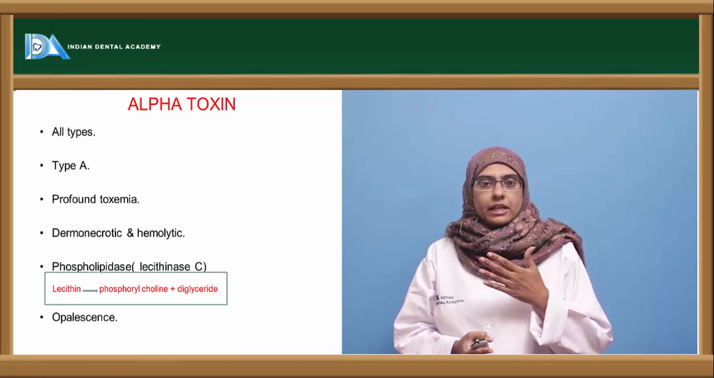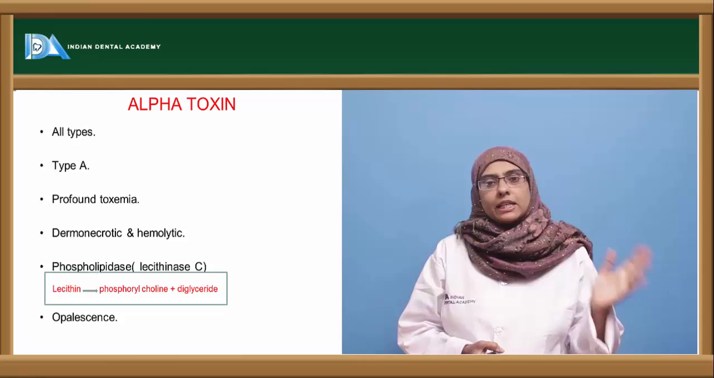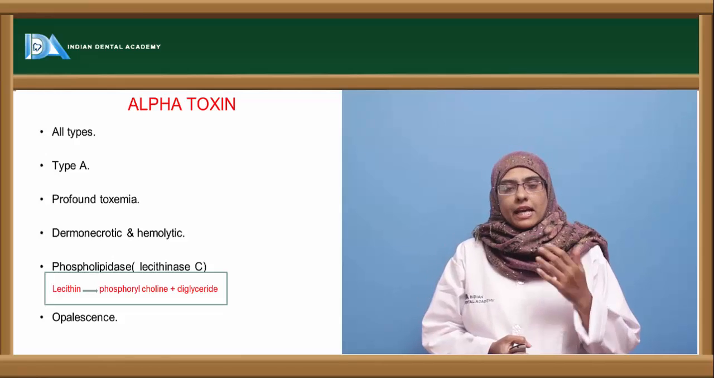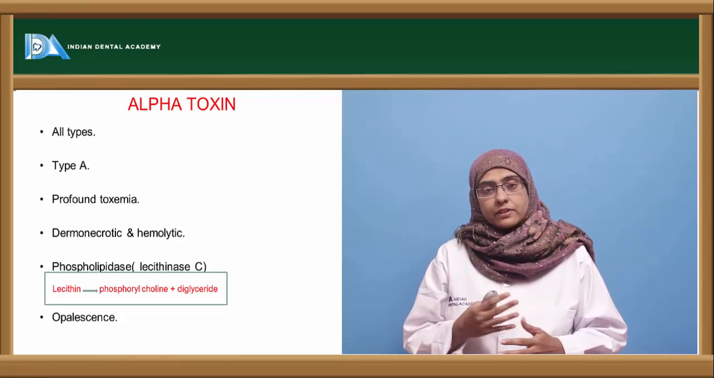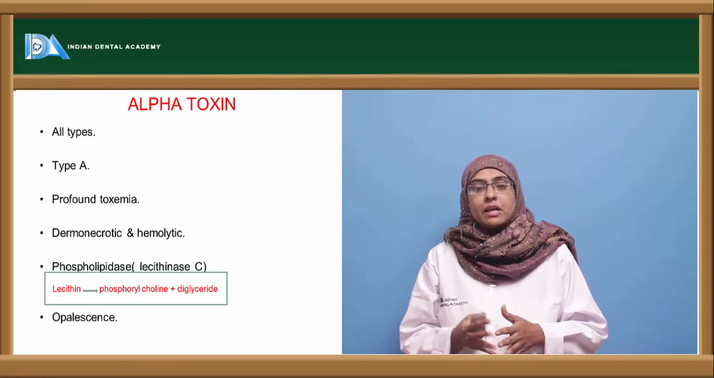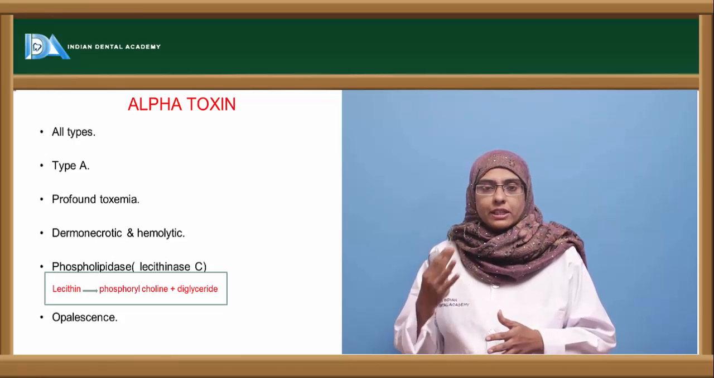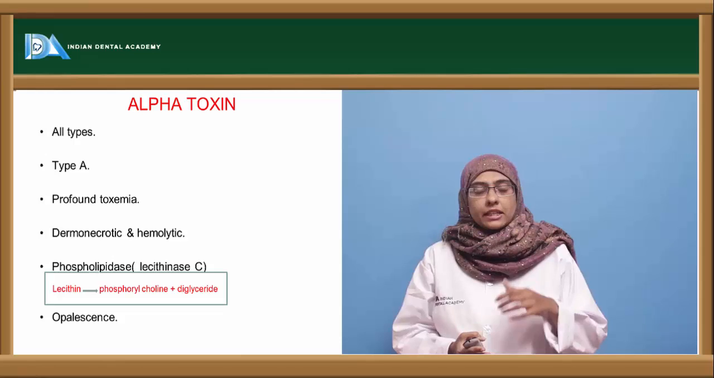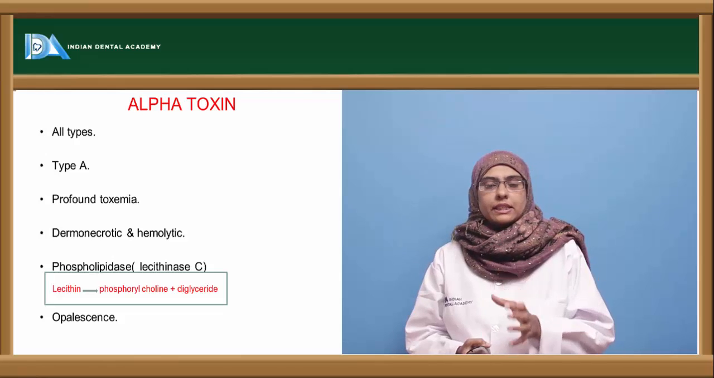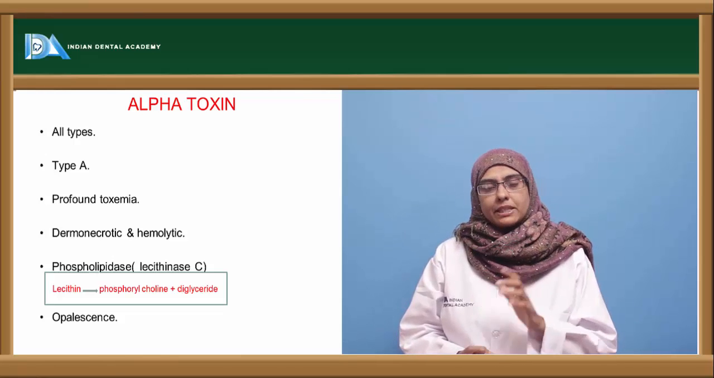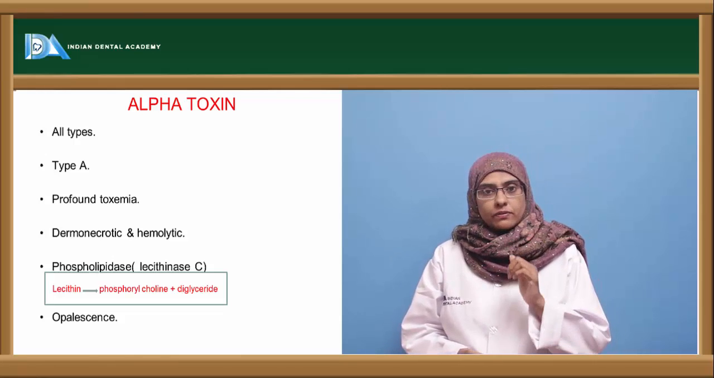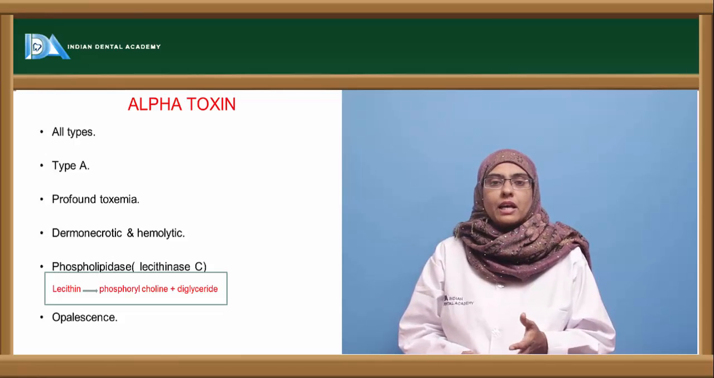The lecithinase is an enzyme that converts lecithin to phosphoryl choline and diglyceride in the presence of calcium and magnesium ions. The production of this lecithinase can be easily seen when the organism is grown on a media containing egg yolk or serum, and it is usually seen in the form of opalescence. That is, the ability to produce lecithinase on egg yolk or serum media can be easily identified by the opalescent colonies seen on the media, and the loss of this opalescence when the media is incorporated with antitoxin.